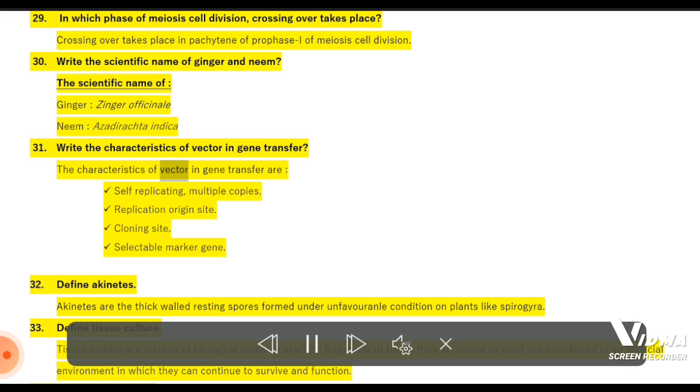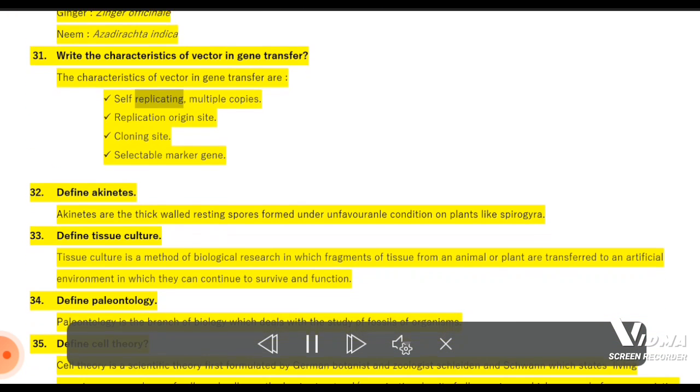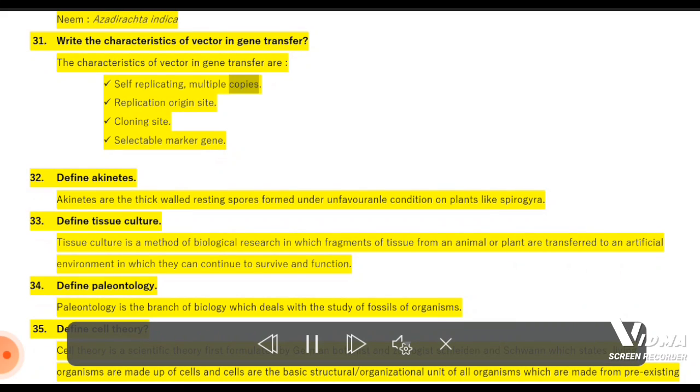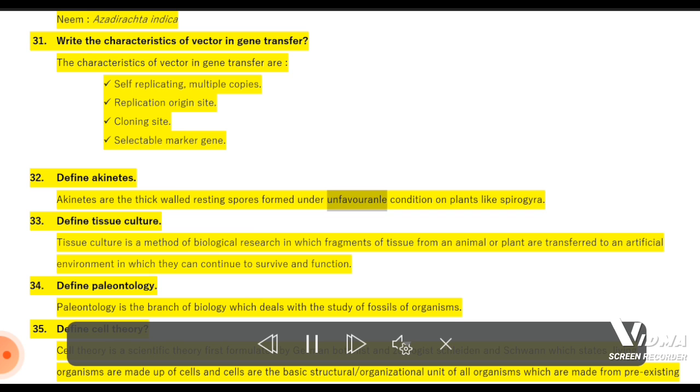31. Write the characteristics of vector in gene transfer. The characteristics of vector in gene transfer are: self-replicating, multiple copies; replication origin site; cloning site; selectable marker gene. 32. Define akinetes. Akinetes are the thick-walled resting spores formed under unfavorable conditions in plants like Spirogyra.